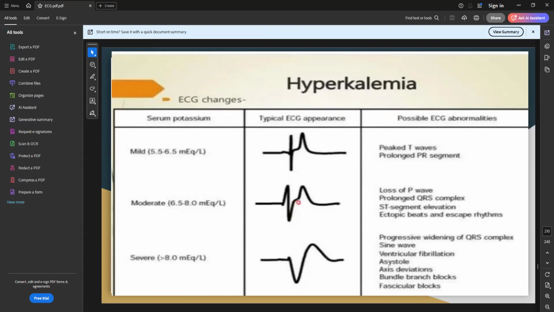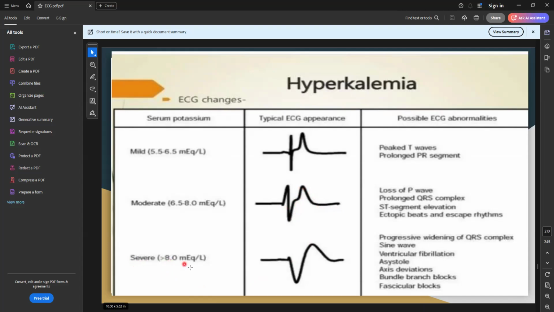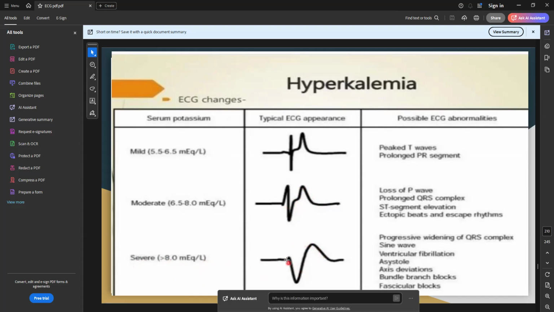This is the ST segment elevation. This is the baseline. So this is the ST segment elevation, and peaked or tall T waves are there. When it becomes severe, that is more than 8 milliequivalents per liter, you will find this sine wave. This is the sine wave shape.